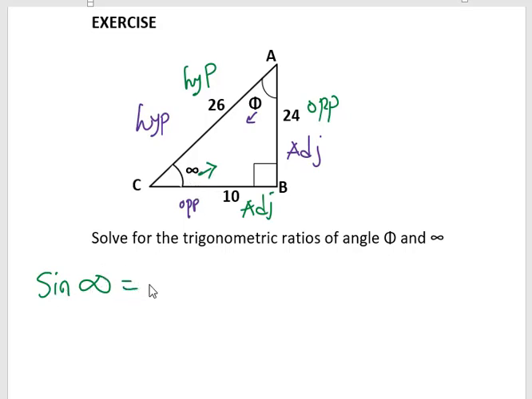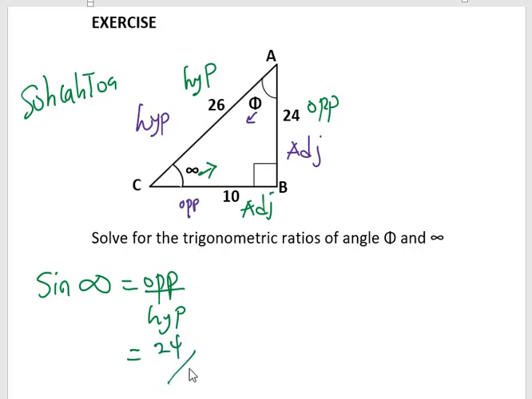Sine of this angle is what? Opposite over hypotenuse, according to SOHCAHTOA. Remember, we always refer back to SOHCAHTOA. So from here, what is the opposite for this green angle? It is 24. And what's the hypotenuse? 26. You can actually divide and break them down. This is 12 over 13 if you want to break them down by 2, but that's left for you.